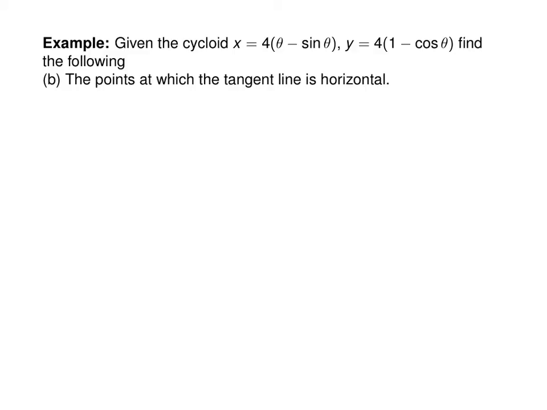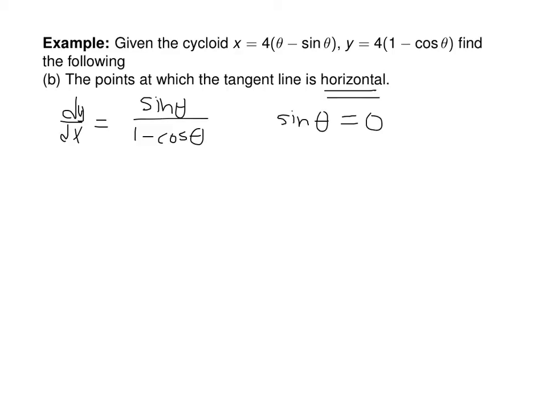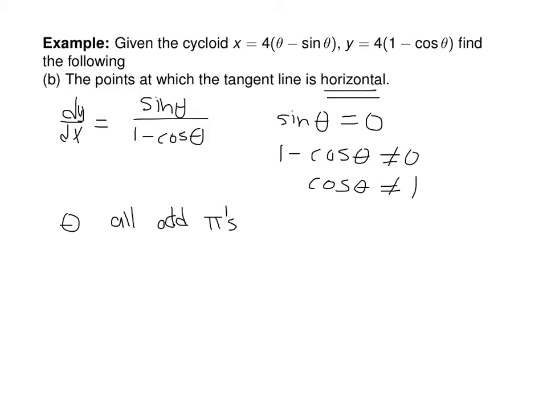Find the points at which the tangent is horizontal. So we have that the derivative dy dx is equal to sine theta over 1 minus cosine theta. And the tangent line is horizontal if sine theta is equal to 0, but 1 minus cosine theta is not equal to 0, meaning cosine of theta cannot equal 1. And so this occurs when theta is equal to all odd pi's. So whenever you input an odd pi for theta, you will have a horizontal tangent.